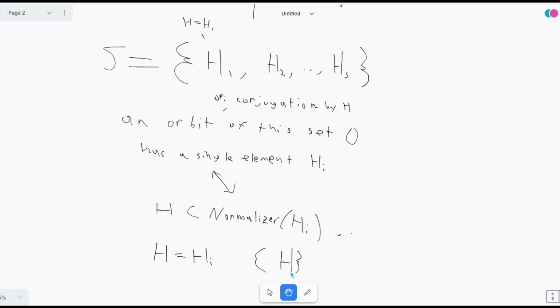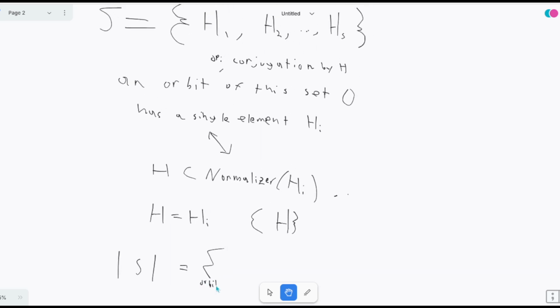And any other orbit has to have an order that divides the order of H, and H is a Sylow P subgroup. So all of these other orbits will have an order divisible by P. And the counting formula is that the order of S is the sum of the orbits. So every orbit O has an order that's a multiple of P, except for a single one, which is H by itself. Which obviously means that this is congruent to 1 mod P.